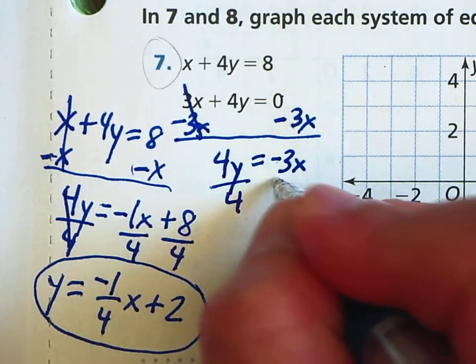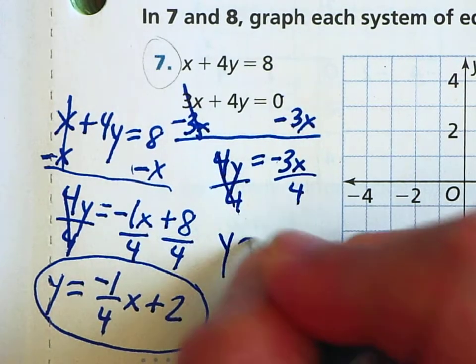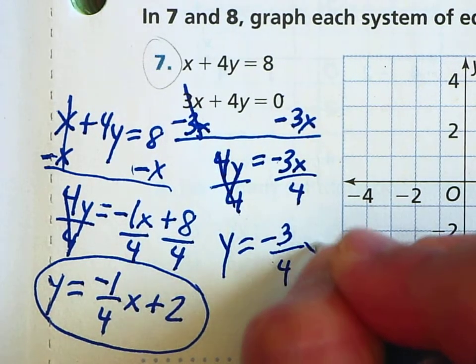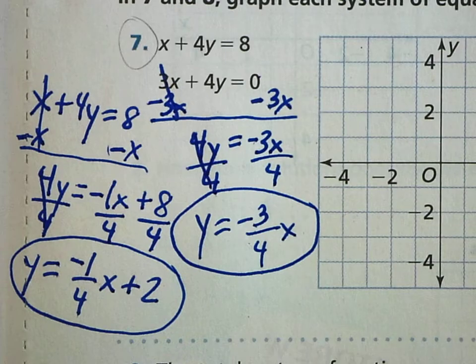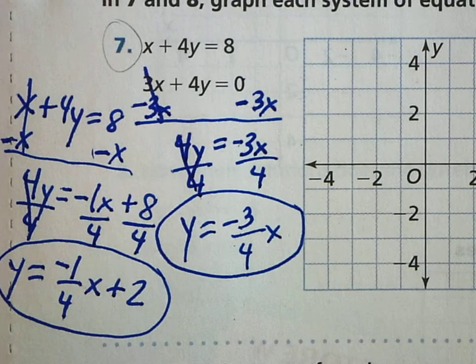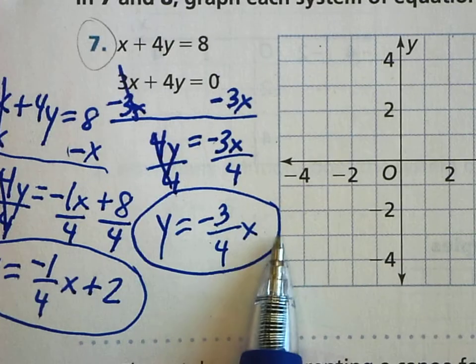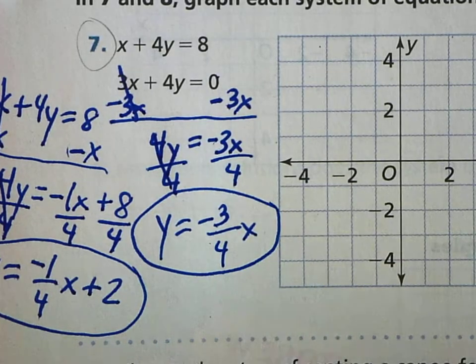Now I'm going to divide by 4. So y equals negative 3/4 x. And again, the y-intercept is 0. Okay, so now that I have these solved, I am going to graph. So let's graph this line first. Graph the y-intercept first, which is 0.